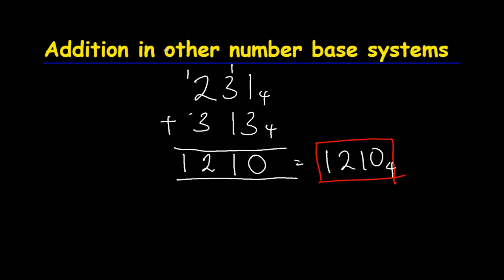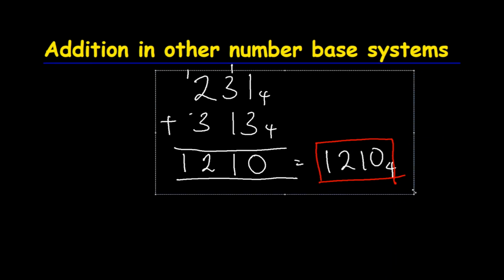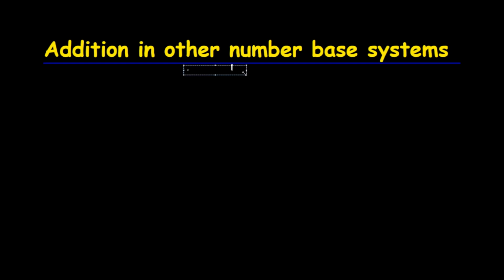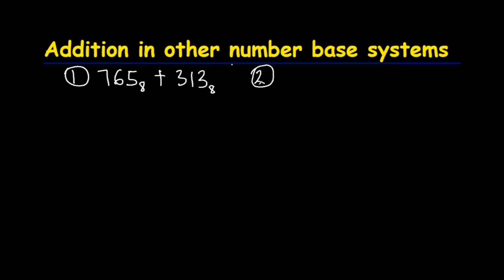So let's take another example. Why don't you try these two examples on your own? Our first example is 765 in base 8 and 313 in base 8. And our second example is 4f in base 16 and 31 in base 16.